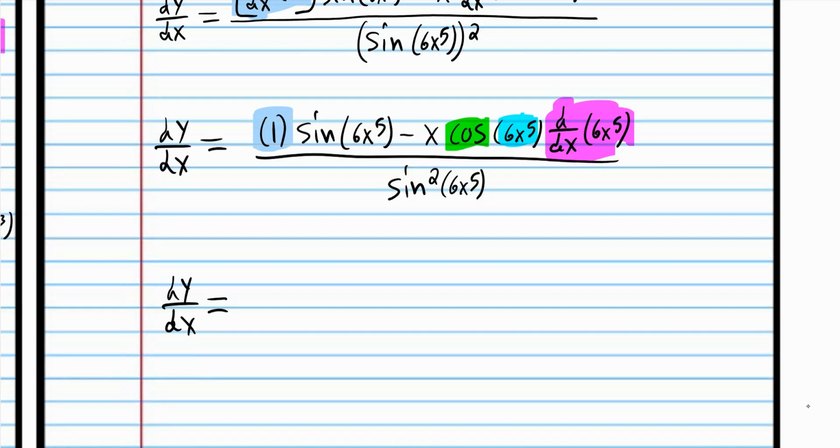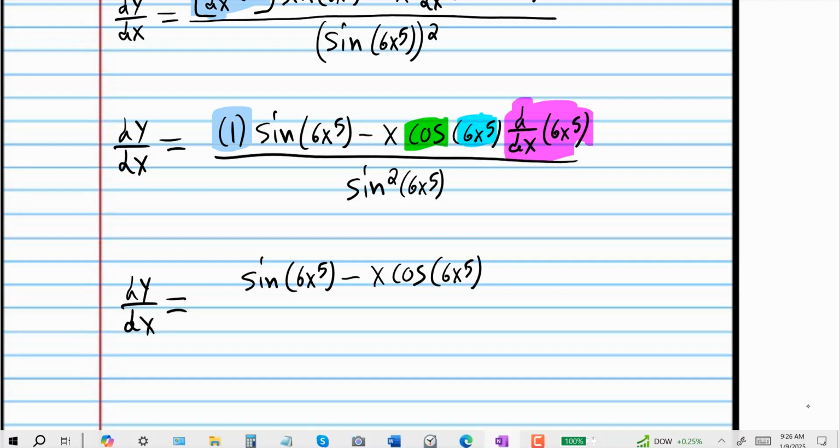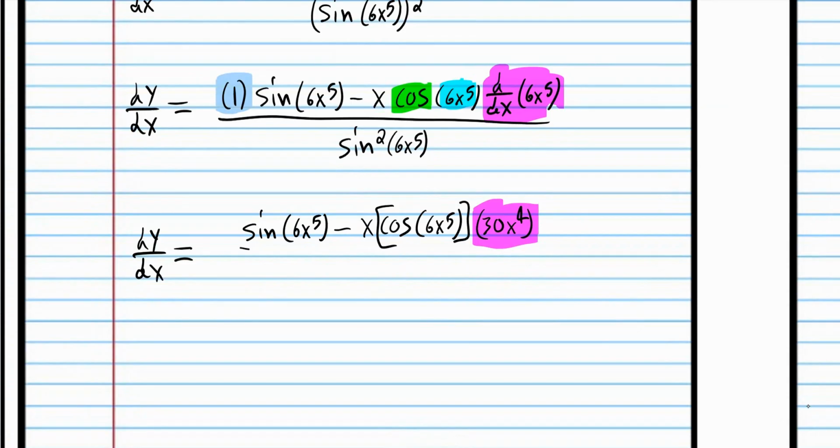Okay, so now we have sine of 6x to the 5th power minus x times cosine of 6x to the 5th power, and I'm going to have to use brackets when we find the derivative, so that purple derivative is 30x to the 4th power. And then we're dividing all that by sine squared of 6x to the 5th power.